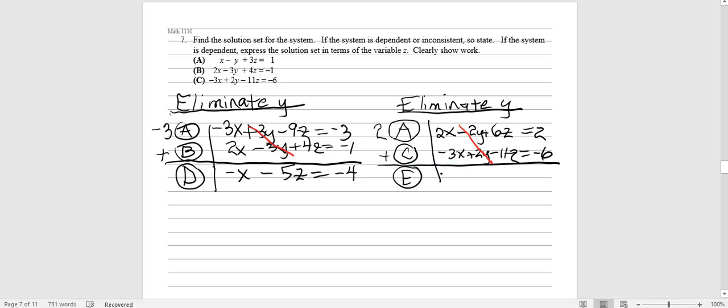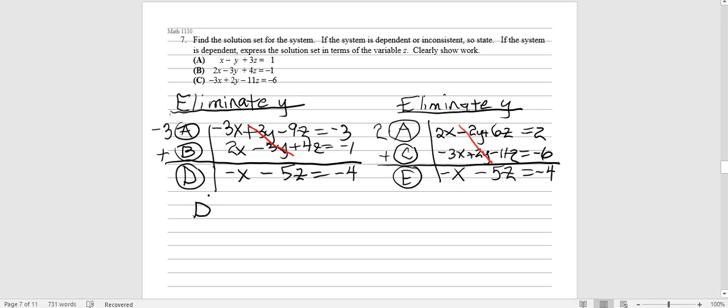2x minus 3x is negative x. 6z minus 11z is minus 5z. 2 minus 6 is negative 4. So I see this is the exact same equation as equation D. That means I'm dealing with a dependent system.